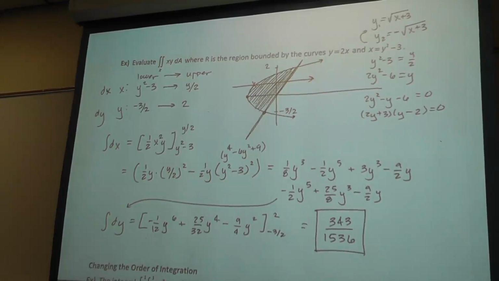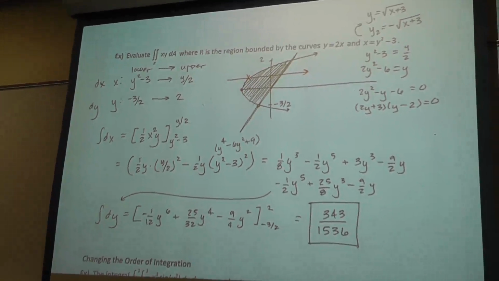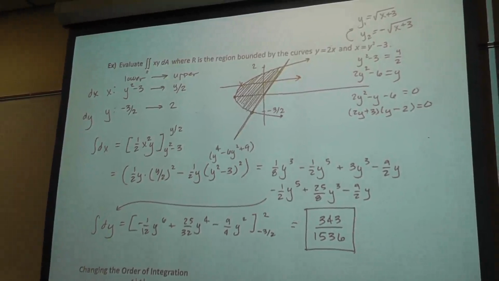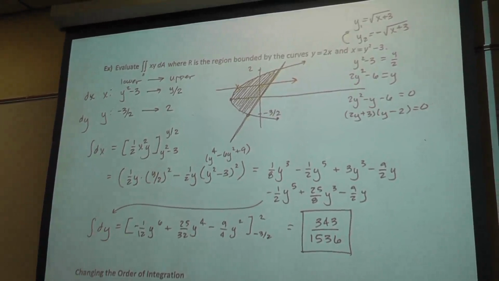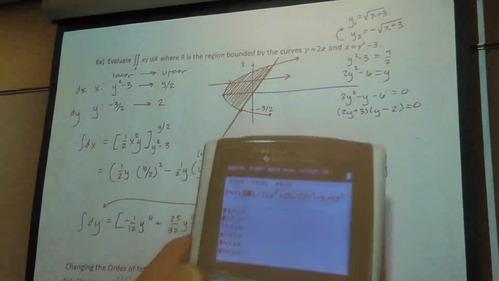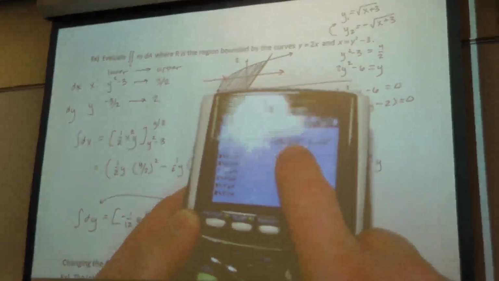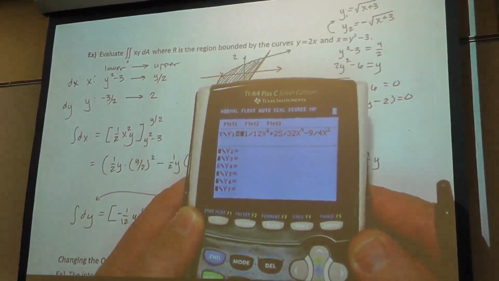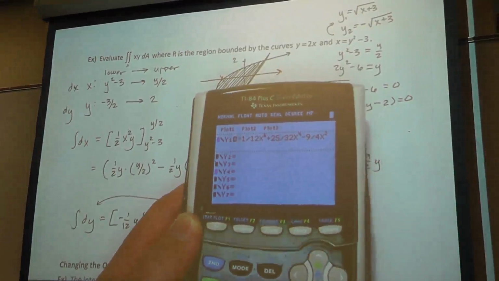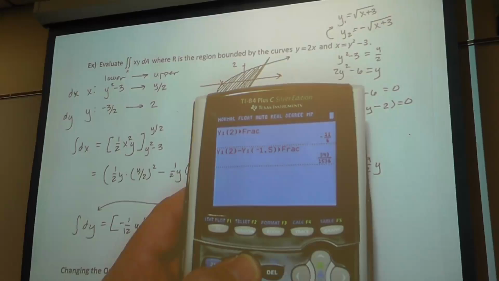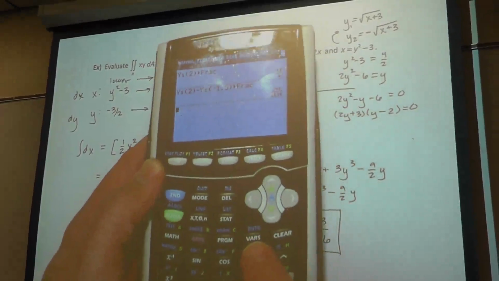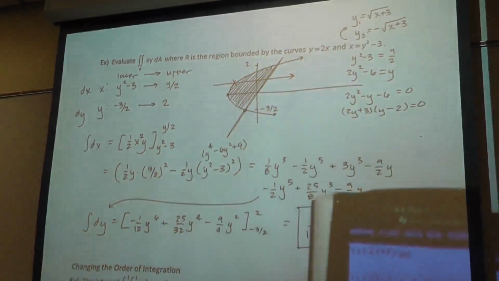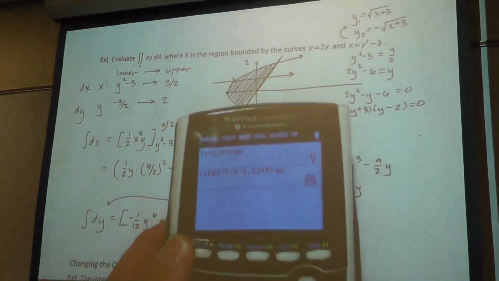Yes, sir. Where do I go to enter the negative 1 over 12 y to the 6th? You go to the y equals screen, and sorry for the glare. Enter your entire antiderivative there as y1. You were going to graph it, but you don't have to graph it. You can store it in different places, but that's the most practical place to store your y1.